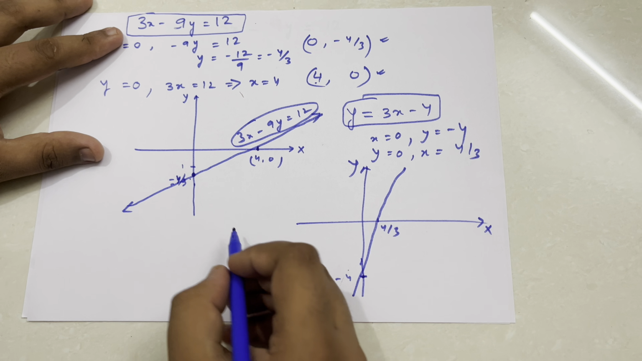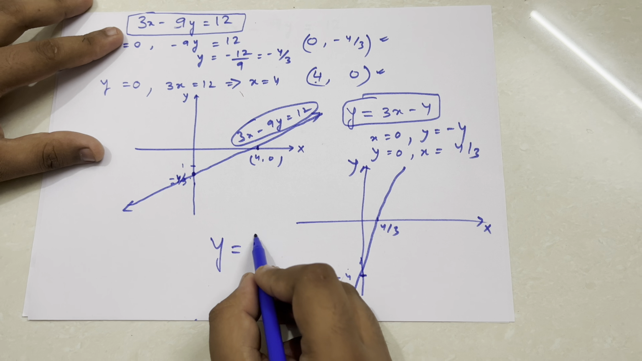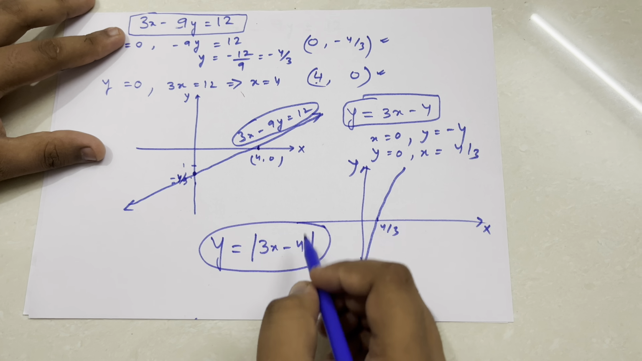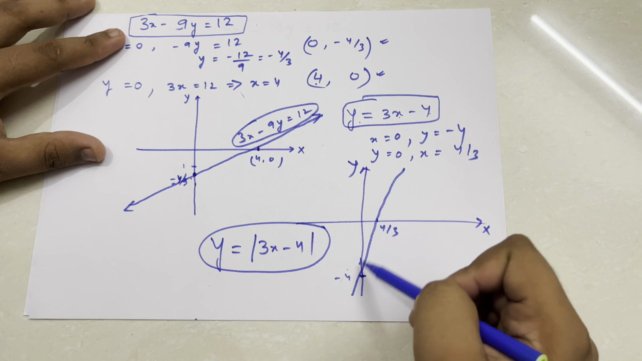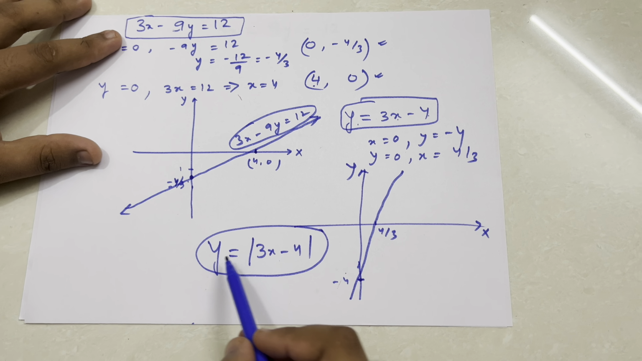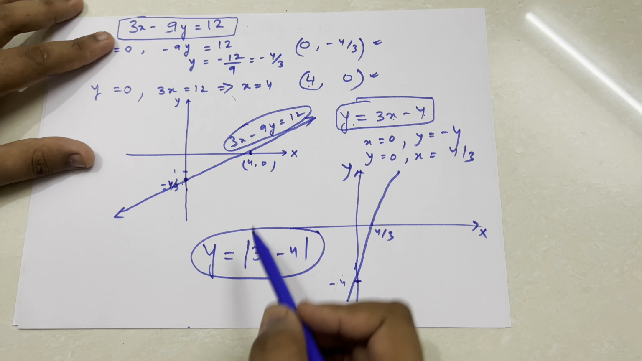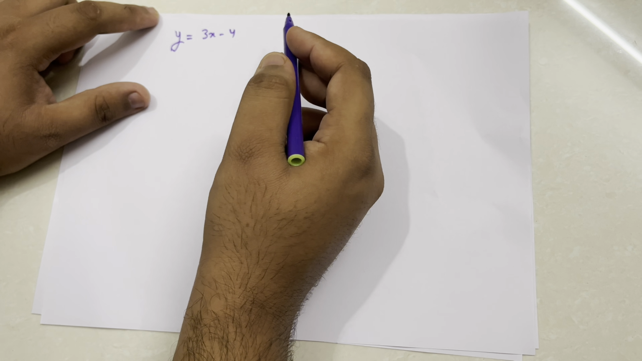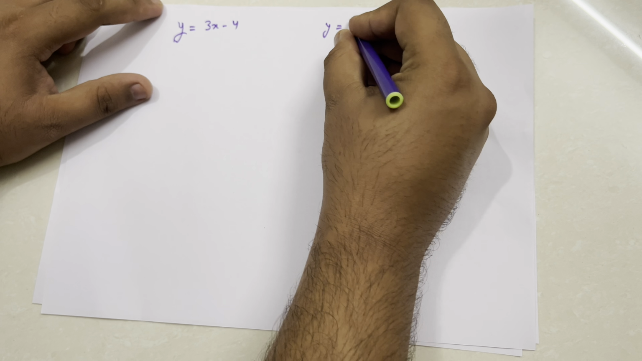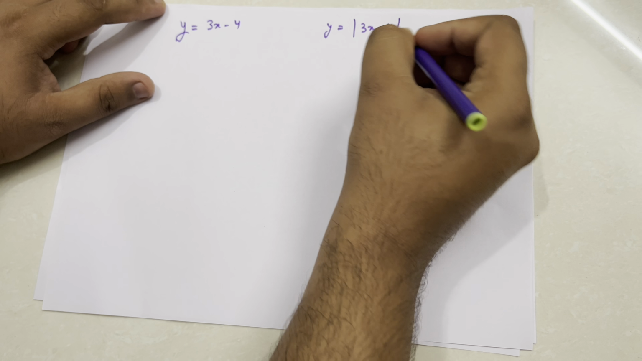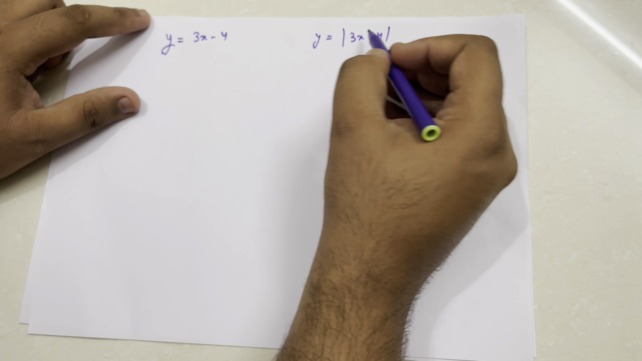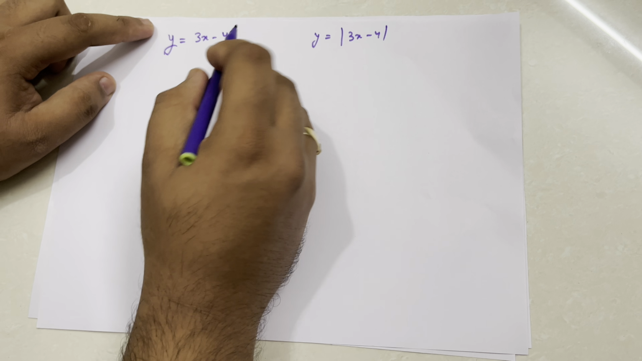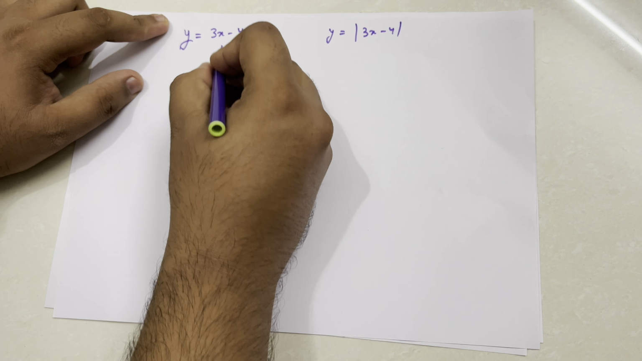Now say somebody asks you to draw y is equal to mod of 3x minus 4. This was the graph of y is equal to 3x minus 4, and we already saw it. Let's see how to draw the graph of y is equal to mod of 3x minus 4. Basically, what happens if we apply mod in front of the function? Let us see over here.